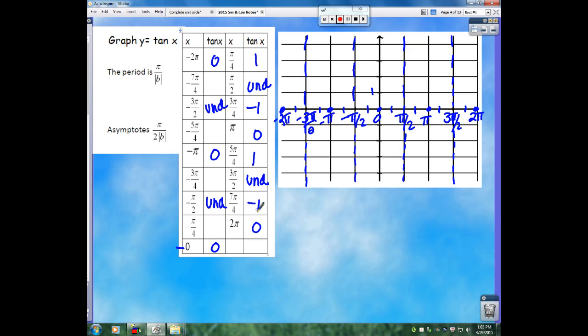So at pi over 4, we're up at 1. At 3 pi over 4, we're down at negative 1. At 5 pi over 4, we're up at positive 1. And at 7 pi over 4, we're down at negative 1. Alright, so we're looking here.